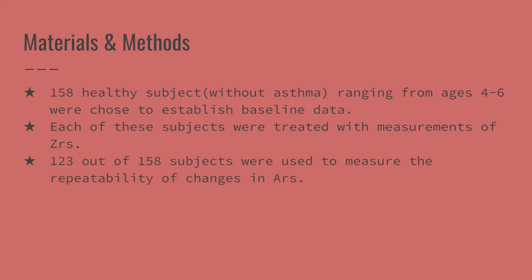158 healthy subjects, being without asthma, ranging from ages 4 to 6, were chosen to establish baseline data. Each of these 158 subjects were treated with measurements of respiratory system impedance, known as ZRS. Out of the 158 subjects, 123 were used to measure the repeatability of changes in respiratory system admittance.